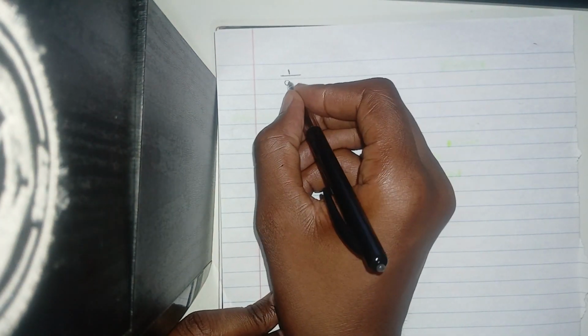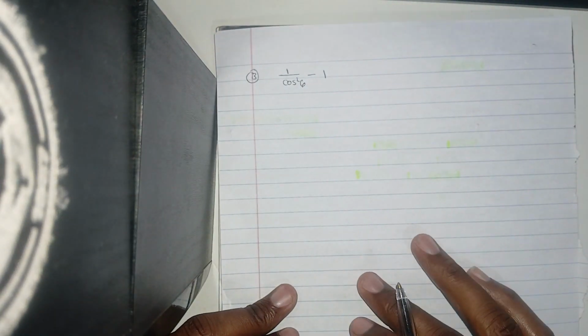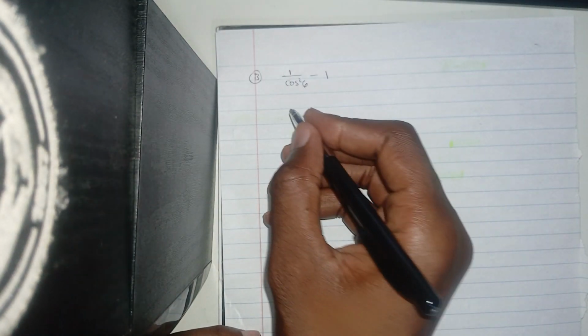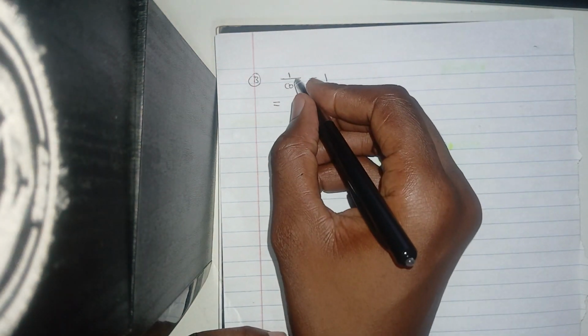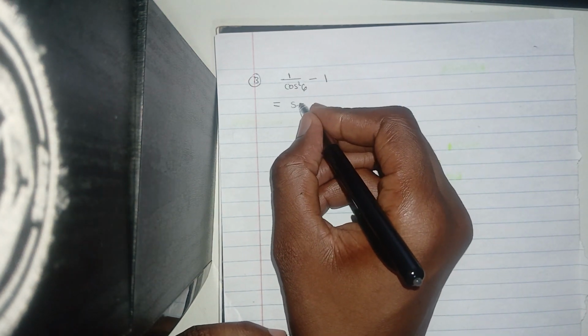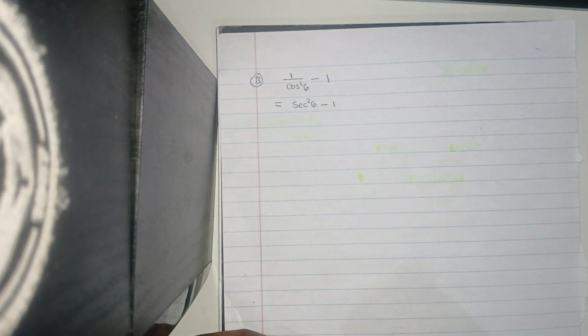Now talk about what? 1 over cos square theta minus 1, right? What is it that you can do here? You can just say, straightforwardly, 1 over cos square theta is sec square theta, minus 1, right?